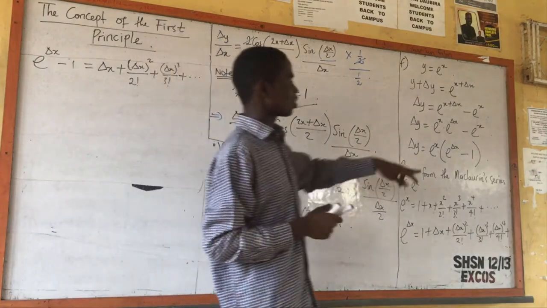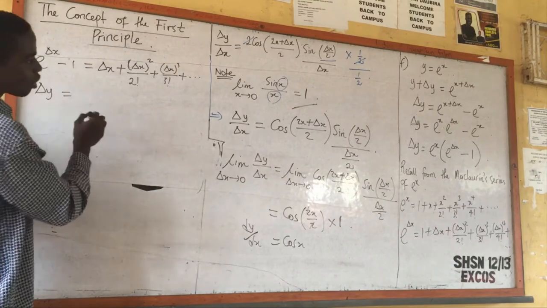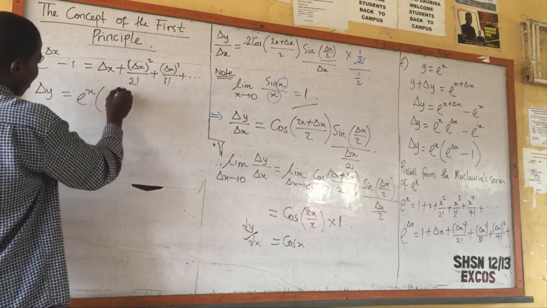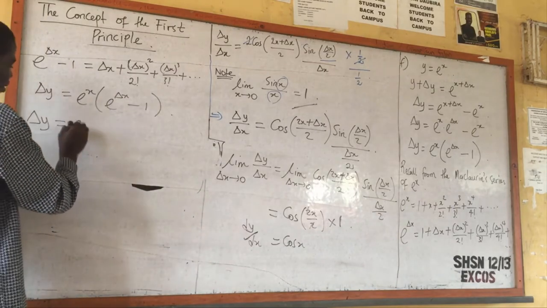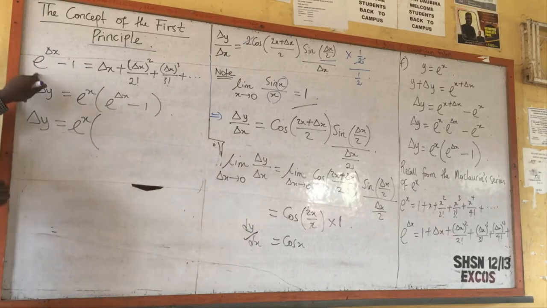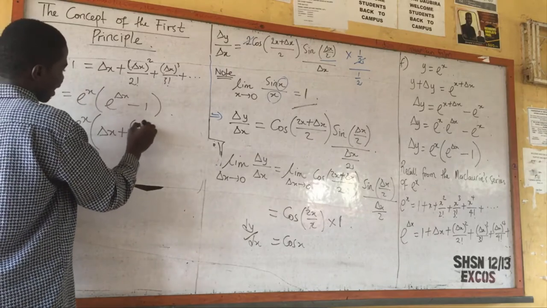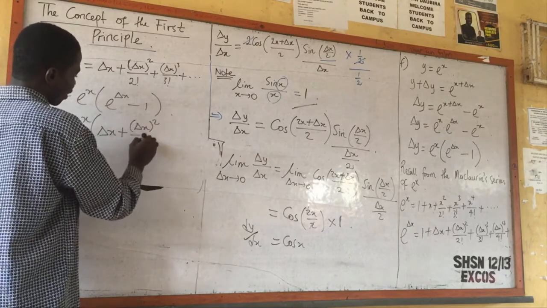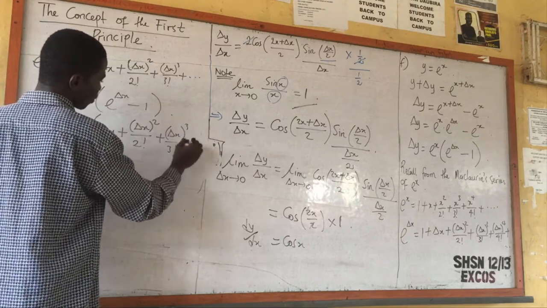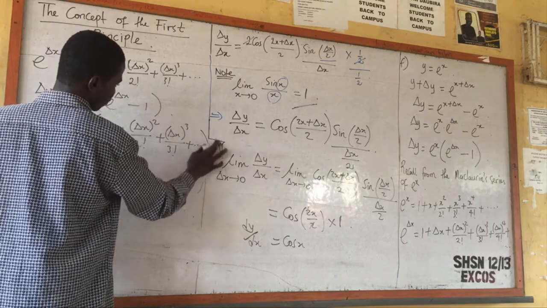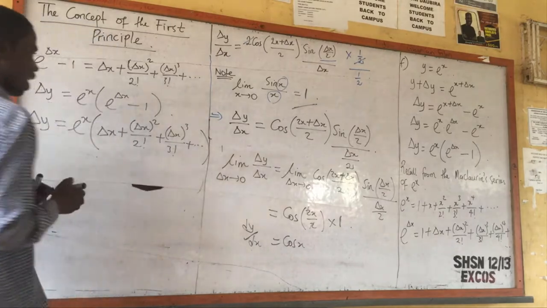God told me that I should put it inside this. So I have delta y equal to e raised power s, open bracket, e raised power delta s minus 1. Then I should substitute. Delta y will now be e raised power s, and e raised power delta s minus 1 is equal to this: delta s plus delta s raised power 2 over 2 factorial plus delta s raised power 3 over 3 factorial, and it goes on like that.